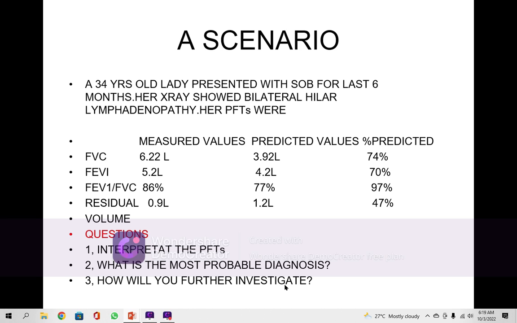Further investigations should be done: X-ray, sputum examination, and you go for the HRCT, the important examination which you do in this case. And probably the lymph nodes, if you are suspecting sarcoidosis, go for the direct evidence of paratracheal lymph node biopsy.